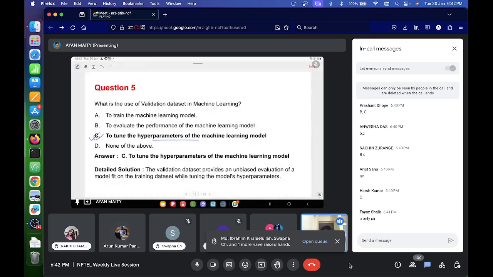We have the test dataset for that, and the test dataset is not used during the training process at all, or even to tune the hyperparameters. It is not used at all. It is strictly to check the final output of your model, how accurate your model is.